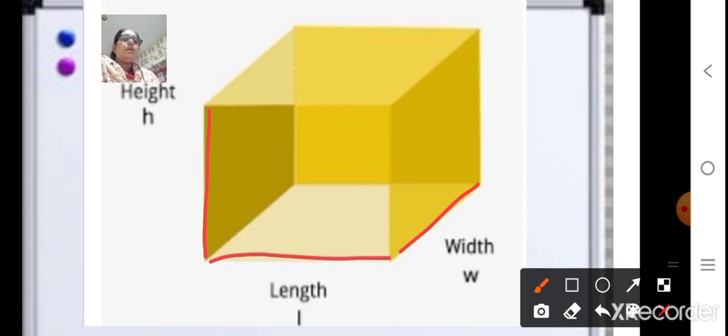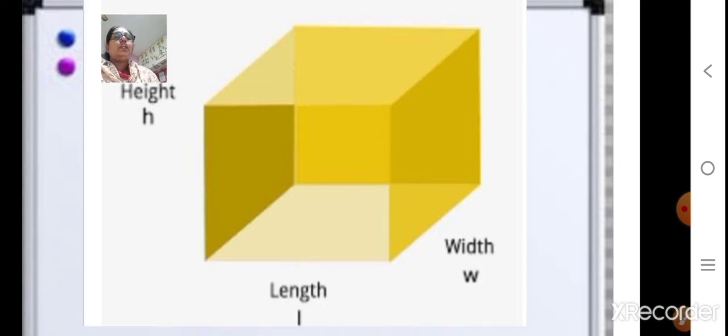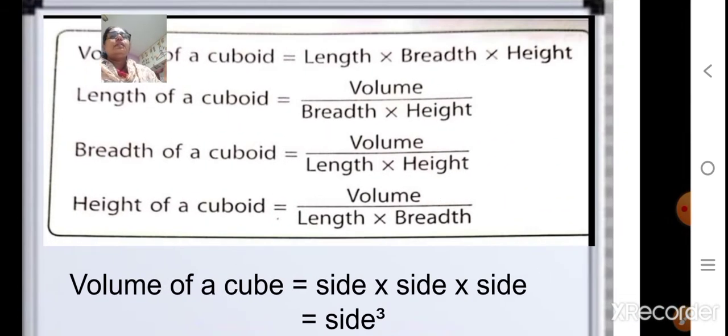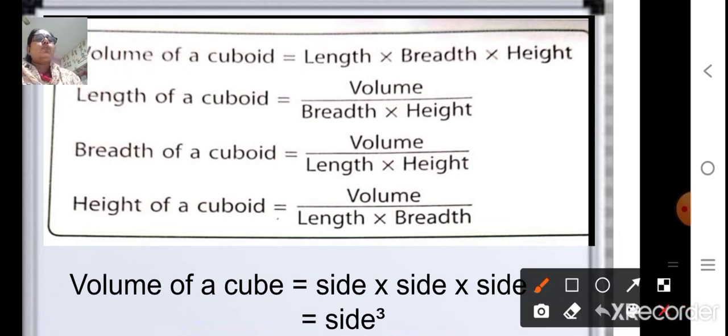Now, to find the volume of a cube, we'll multiply side into side into side, 3 times. This is the formula to find the volume of a cuboid: length into breadth into height. If the volume, breadth and height are given, the length of a cuboid is volume upon breadth into height. And if length is given, to find the breadth of a cuboid, your formula is volume upon length into height. And if length and breadth both are given and you have to find the height of a cuboid, then your formula is volume upon length into breadth.